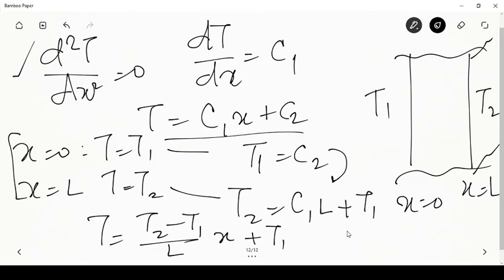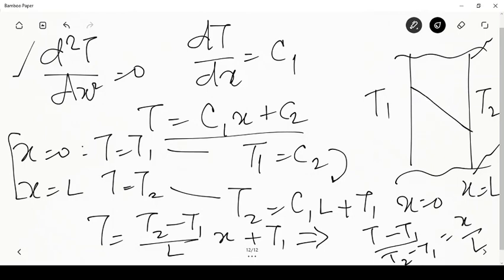Now this solution can be rearranged to write (t minus t1) by (t2 minus t1) is equal to x by L. Right? So this is the solution that we can get. The solution basically means that it's a straight line between these two. It's a linear equation. The temperature is T1 at this end and T2 at this end, and in between it's a straight line between T1 and T2 whose slope is x by L. So that is the solution that you get.